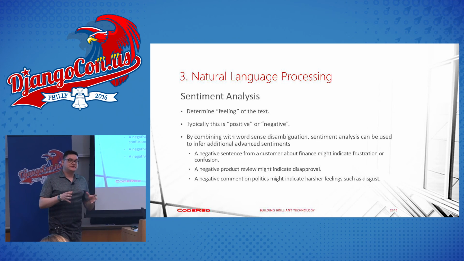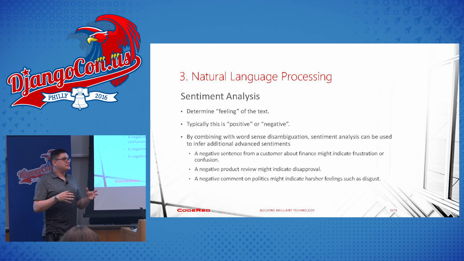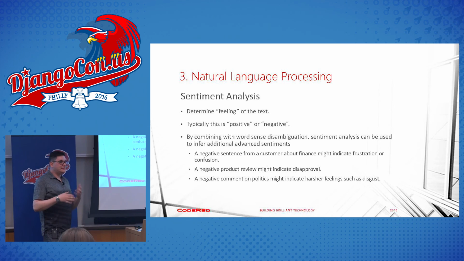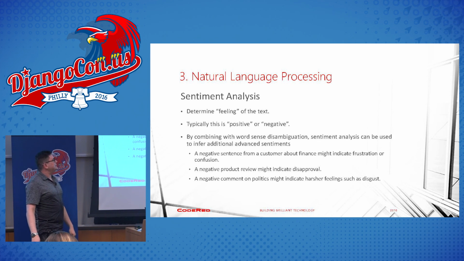And then the third topic on natural language processing that we used was sentiment analysis. Now, this is something that can be very difficult, and things such as IBM Watson and many other big AI programs really try to pinpoint this down, but there are some very simple ways of doing it. But basically what sentiment analysis means is determining the feeling of the text. Is it positive or is it negative? That's the most common implementation of it. But when you combine it with other forms of NLP, you can get a deeper level of what kind of sentiment is actually being expressed.